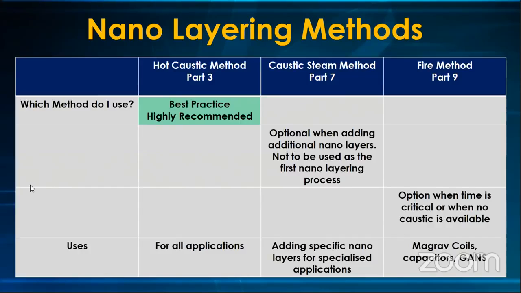And then the fire method, whether you're using the flame or even an open flame, is a method you can use when time is critical, in emergency situations, or when you just don't have access to caustic. Again, it can be used for Maggrav coils, capacitors, and even to make your GaNs. So these are the 3 methods, but the main one we recommend is the hot caustic method. But as I said, it's your choice which one you use. Just bear in mind the outcome of the results that you want to get. It all has an impact.